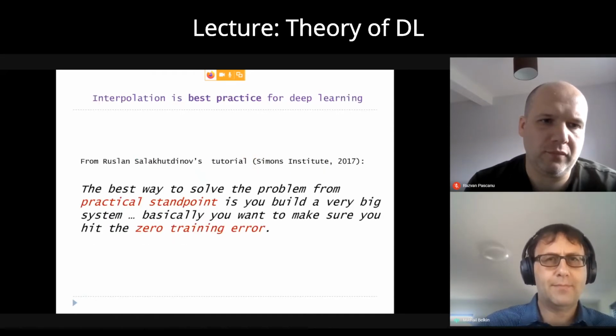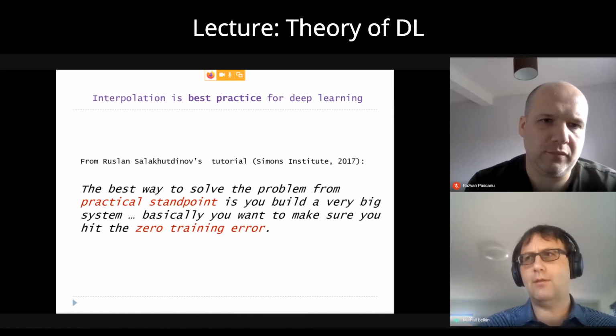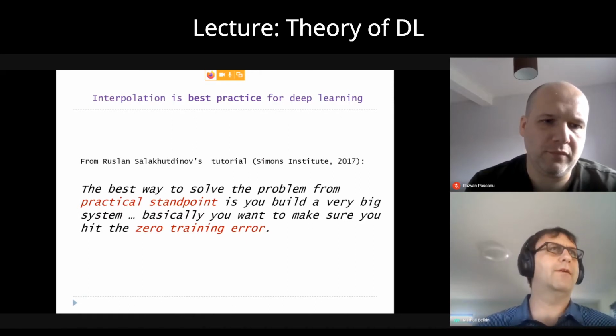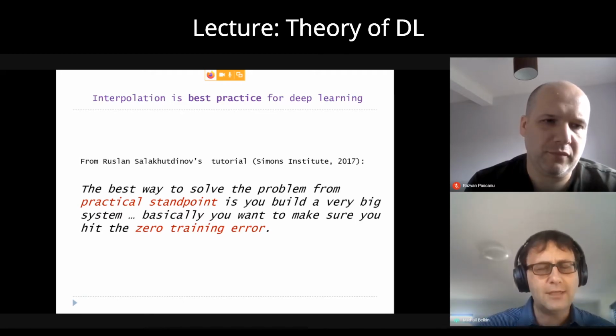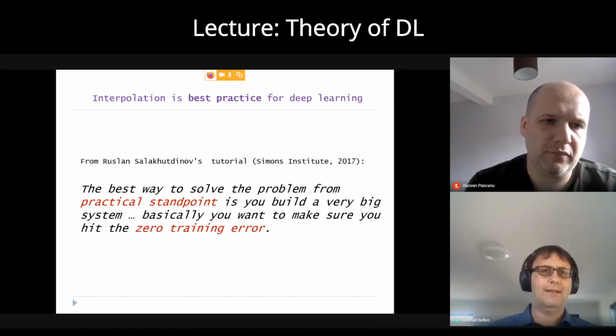Now, I should point out that this is not just some zero-loss kind of phenomenon. You might think this is some sort of weird marginal phenomenon, but no, actually, this is the way people use deep learning. And I think Ruslan, in his tutorial 3 years ago, had a very nice description of it.